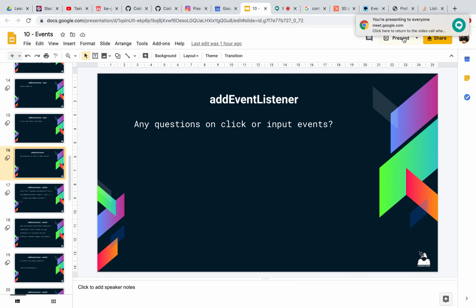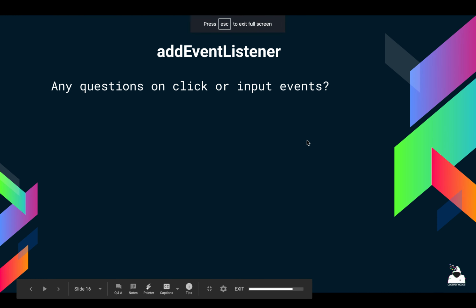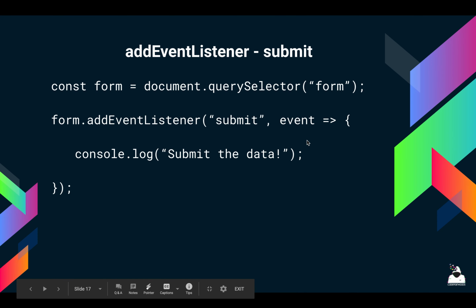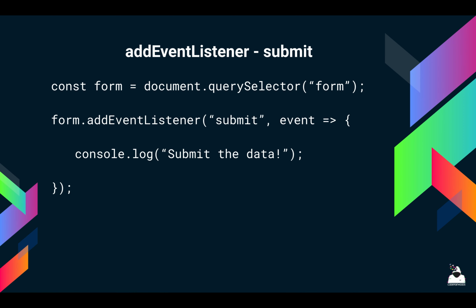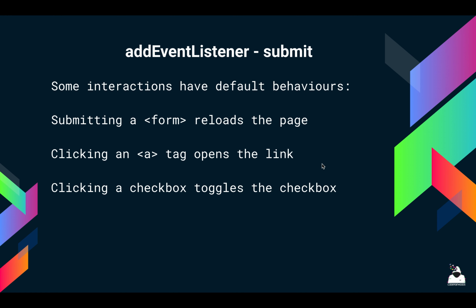Okay, let's move on. I think we're going to move on to talking about preventDefault. So we'll double down on it. Here we are going to listen for a submit event on the form. We find the form in the page, we add an event listener for the submit event, and then when that event gets triggered, we're going to run this event handler. And it just logs out submit the data.